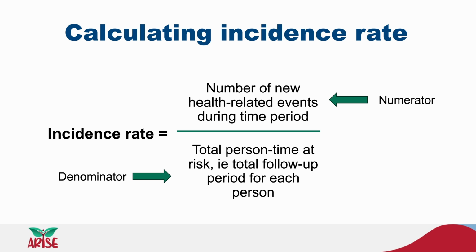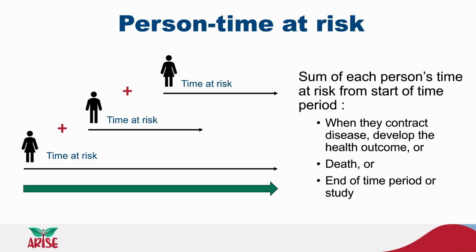To calculate incidence rate, the number of new cases is still the numerator, but the denominator changes to the total follow-up period for everyone in the study. We call this the person time at risk. Person time is the sum of each person's individual time at risk for the disease or health outcome, from the start of the time period or when they join the study to when they contract the disease, develop the health outcome, die, or until the end of the time period of study. This time can be measured in years, months, or days.